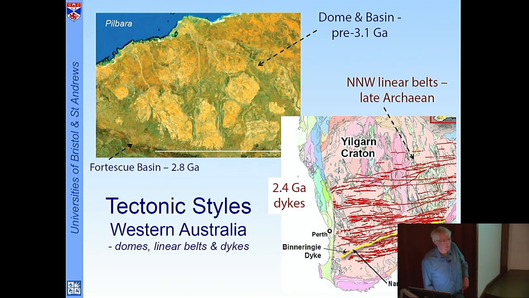And after that, the crust is brittle enough to have dikes at 2.4 billion years ago. So we can go from dome and basin vertical structures to linear belts to the crust being brittle enough to form dikes.